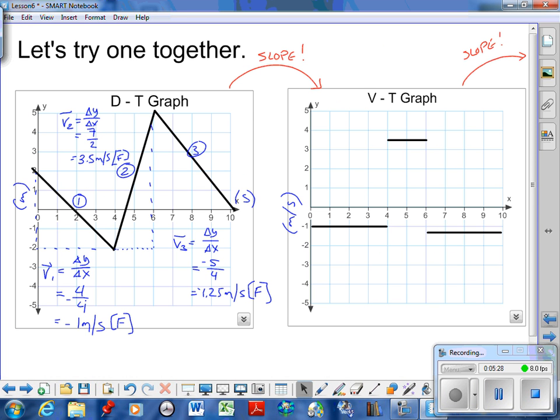So let's take a look at what that really means. If I look at this v-t graph, you don't want to do this to yours, so I don't want you to mess up your notes. But I'm going to take this segment right here.